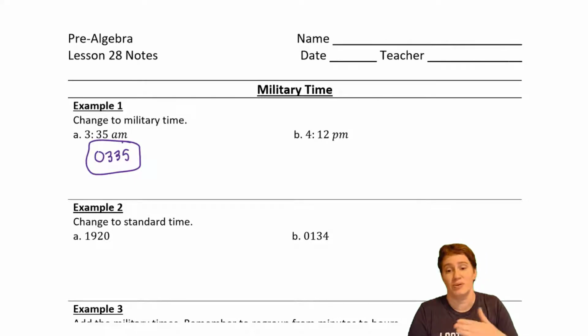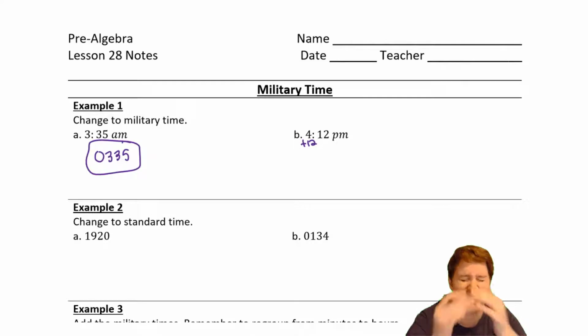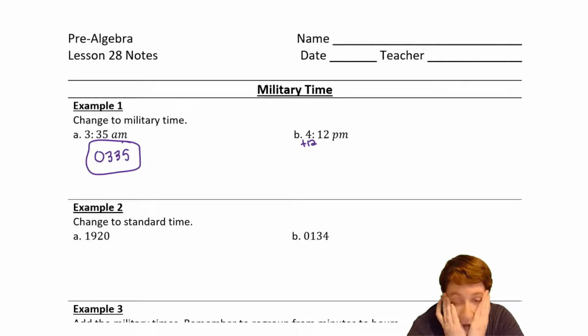Whereas on B, where we've got 4:12 p.m., we add 12 to the 4, because instead of starting over at 1 p.m., that would be 11 p.m. And 2 p.m. would be, no, not 11 p.m. This is only confusing because I'm not used to it. If I used military time all the time, I'd be so good at this.